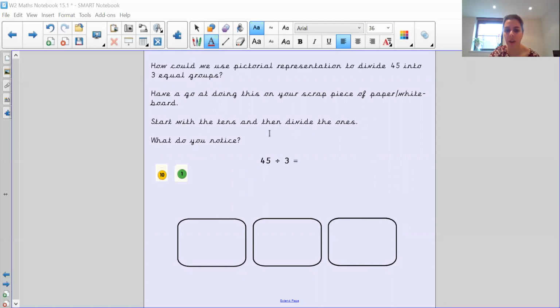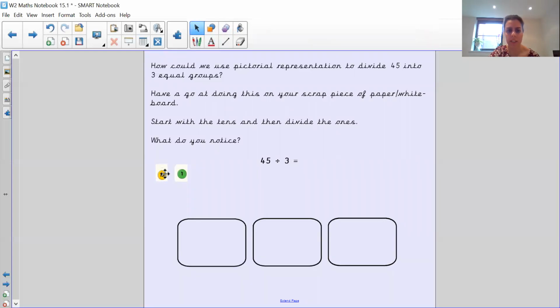Okay, let's try it together. So you may notice it gets a bit tricky because you've got 4 tens, but you've only got 3 boxes. So I'll show you what we're going to do. If I split my tens, 1, 2, 3, then I've got 1 left over. So because I've got that 1 left over, I'm going to turn that into ones. So I can split my ones across here instead.